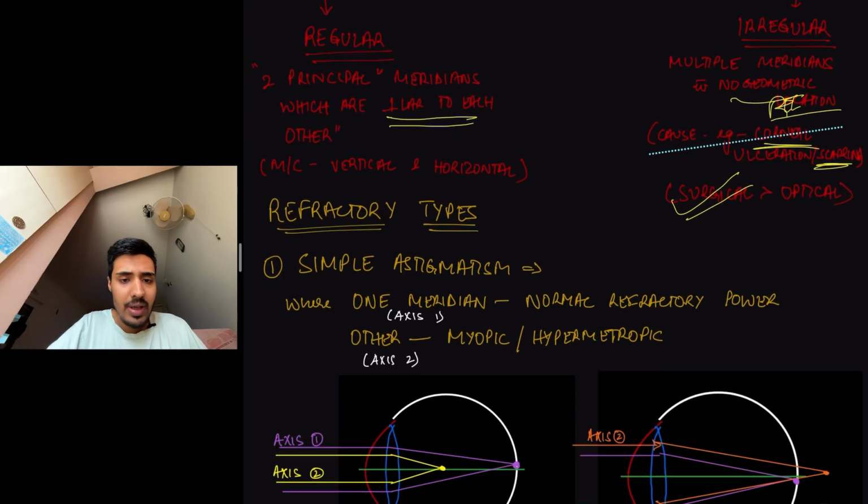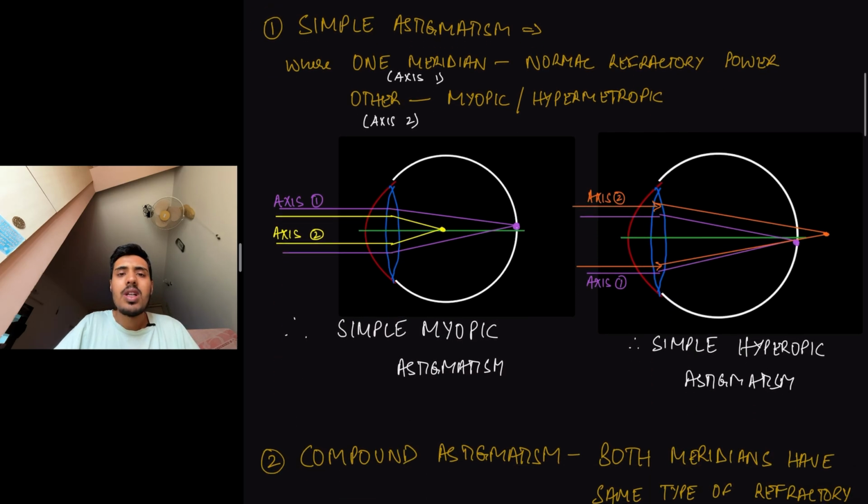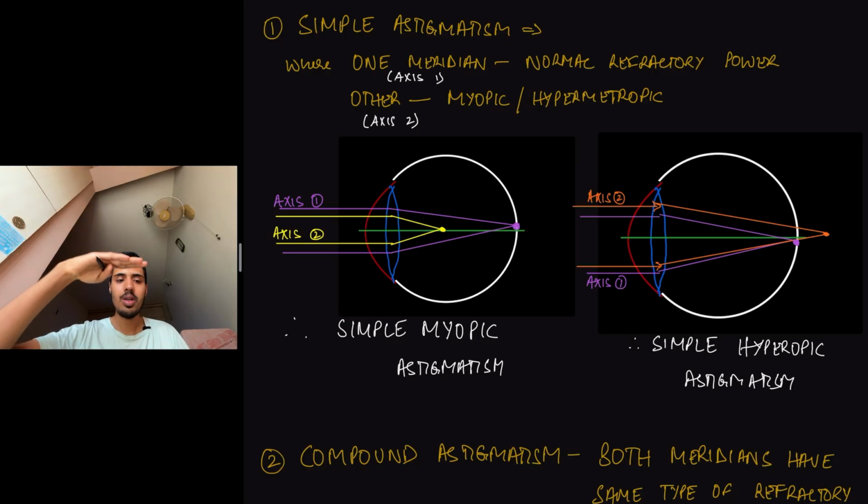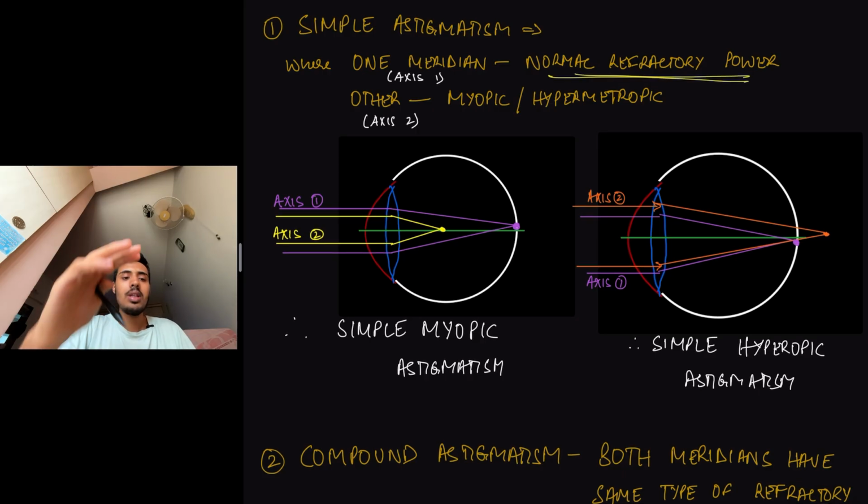Now, the types of regular astigmatism based on the refraction of light. This is simple. First, we have simple astigmatism. In simple astigmatism, the light rays coming along one meridian, let's say the horizontal light rays, are having normal refractive power. The horizontal meridian has normal power, so it is being normally focused on the retina. See here, the purple rays are being focused on the retina.